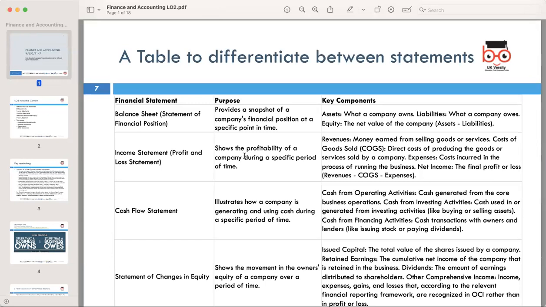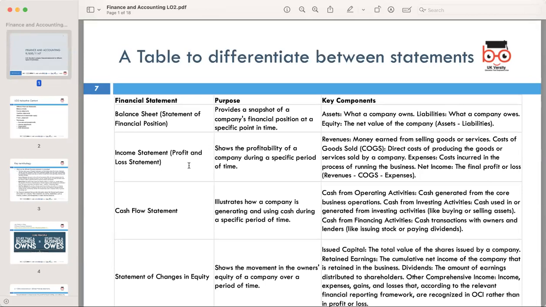It includes three main components: assets. These are the things that a company owns, such as cash, inventory, equipment, or property. Then liabilities. These represent what a company owes, such as loans, accounts payable, or other debts. Then the last one is equity. This is the net value of the company and is calculated by subtracting liabilities from assets.